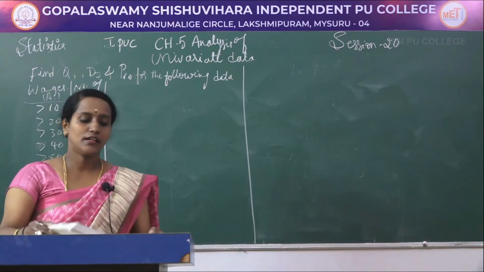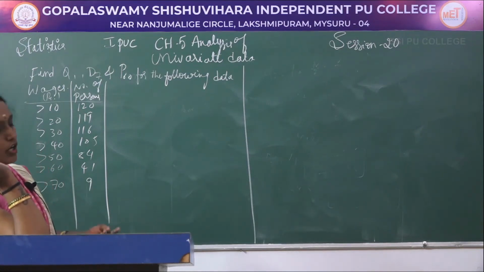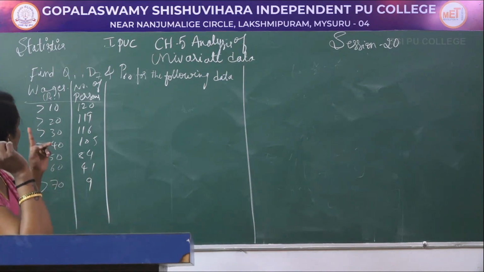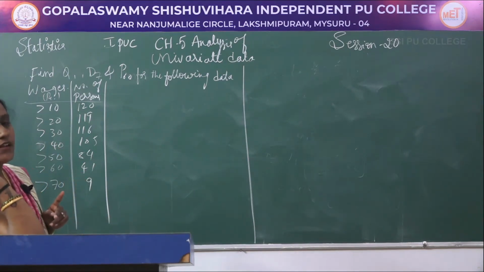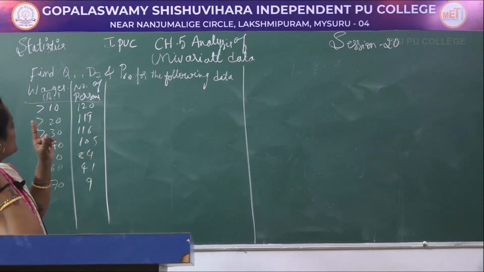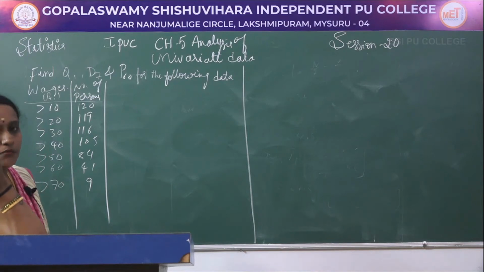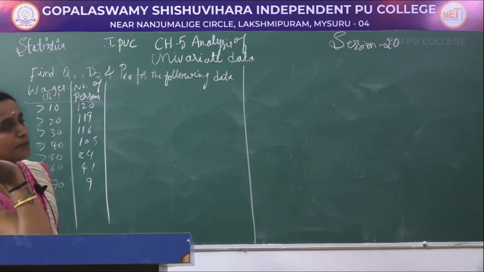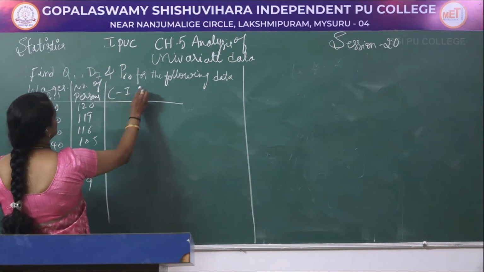Here it is greater than 10, greater than 20, like that. This is a more than cumulative frequency. So the number of persons they have given is MCF, not LCF. Using this MCF, first we have to find the frequencies and form the new class intervals, then find the LCF. After that we have to calculate the problems. First, let me write the new class interval.